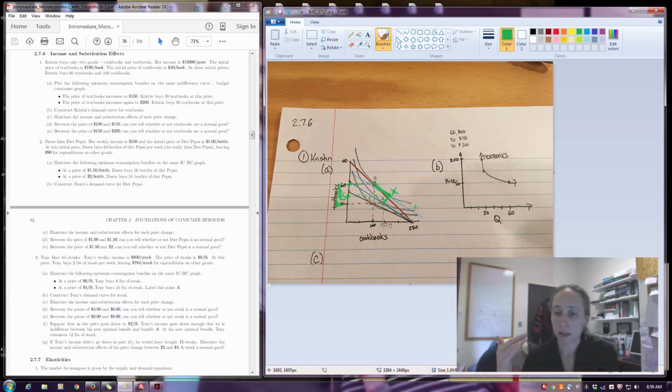In this case, the way we've drawn it, both the substitution and the income effect lead her to purchase fewer textbooks. However, it is not always the case that that happens, because sometimes an income effect can actually cause you to purchase more of something. And that's when you have what's called an inferior good. So in this case, textbooks are a normal good, right? Less income causes you to buy less of it. But for some goods, like we often talk about ramen noodles being inferior, sometimes you may find that the income effect is actually positive.